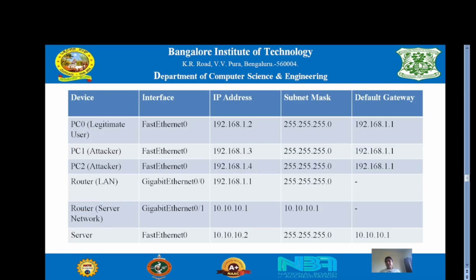Here in this table we can see that an IP address is assigned to every node, every device. The LAN network uses 192.168.10.0/24, and the server network uses 10.10.10.0/24 IP addresses. The router connects both networks and forwards the packets between them.